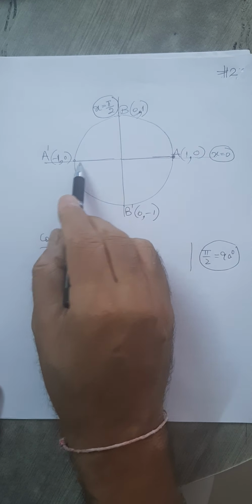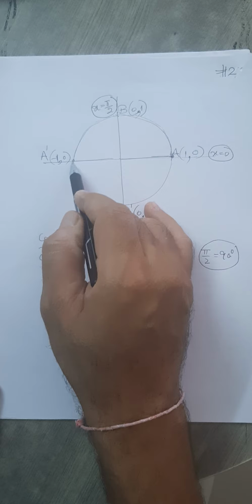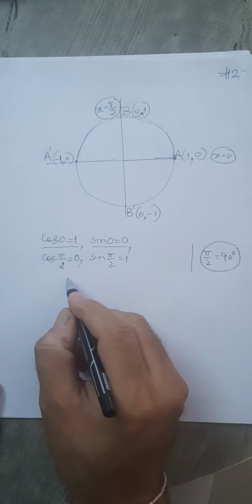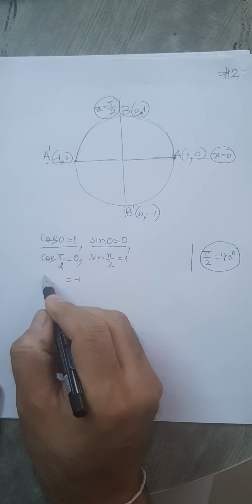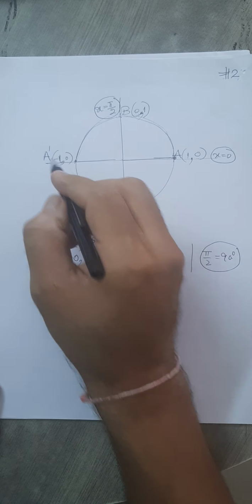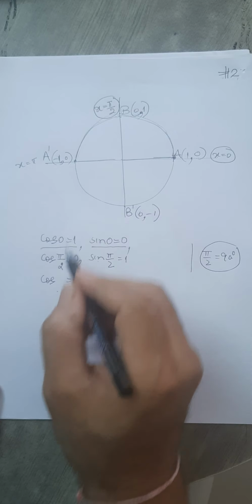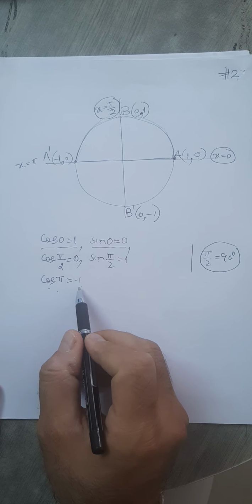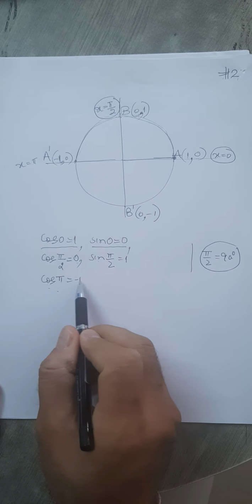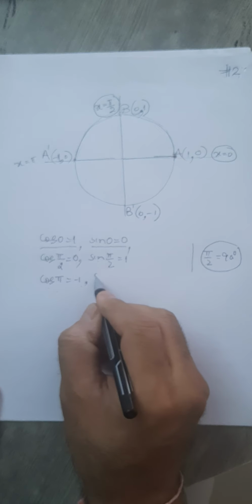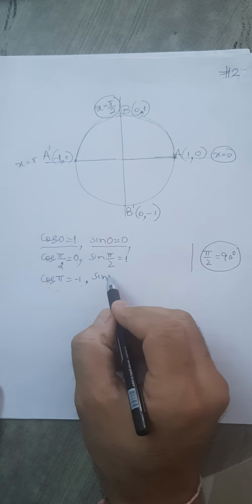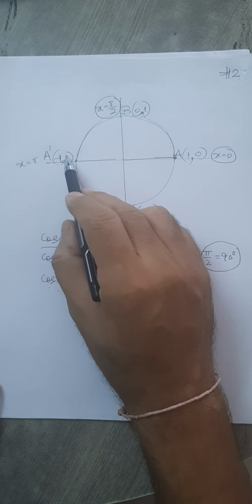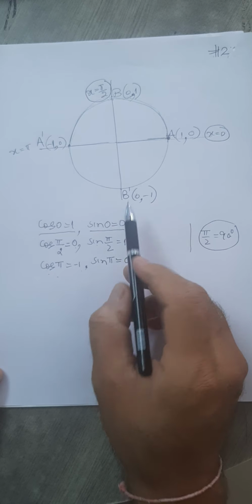Now continue with this. If I move in this direction, the arc length is pi. So the first coordinate is minus 1, which is the value of cos x. What is x here? It is pi. So this is cos pi, cos 180 degrees, which probably you have not studied in 10th standard. Cos 180 degrees is minus 1. Then sine, the second coordinate, which is again pi. Sine pi is nothing but 0 here. Remember, second coordinate.